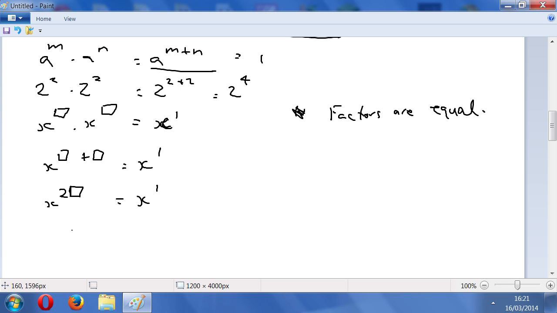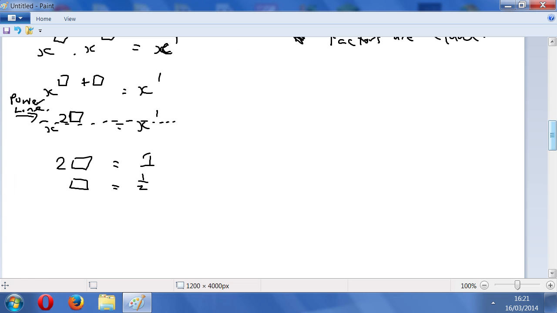So what we could write, in a sense, is if we just look at the line above it, the power line or something like that. This is probably not the best way to look at it, but what we've got here is 2 lots of box equals 1, because box equals a half. So therefore, the square root of x equals x to the half.